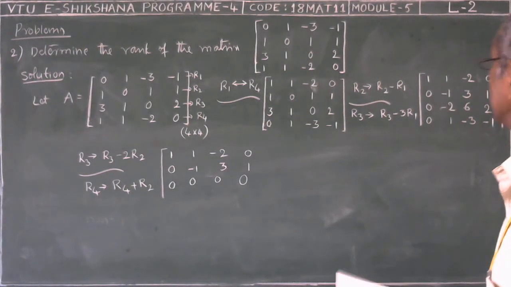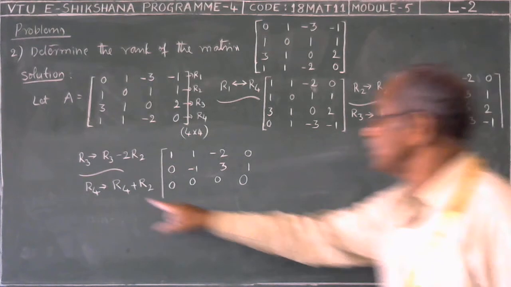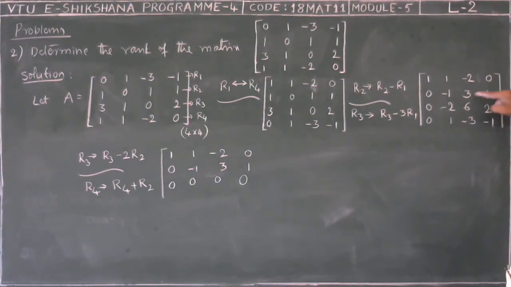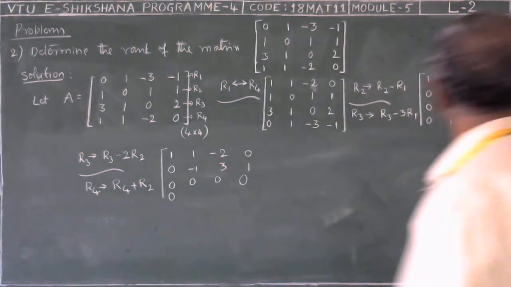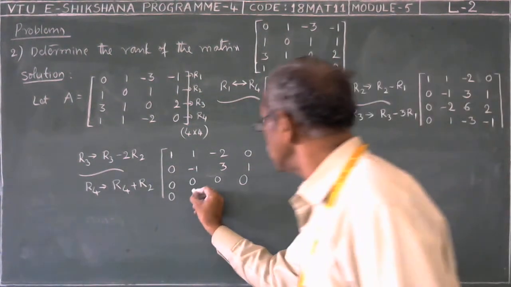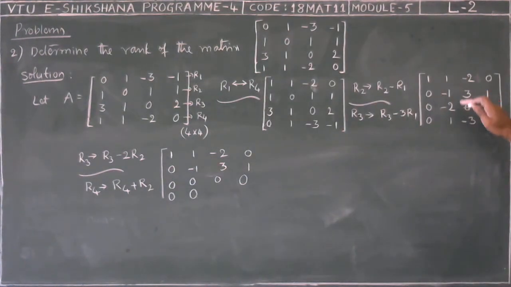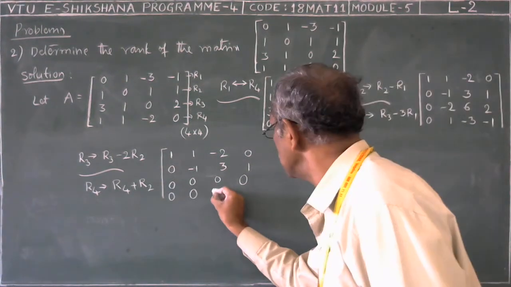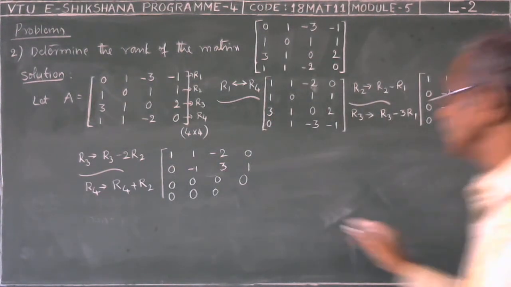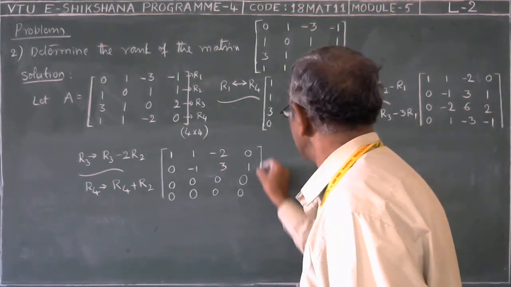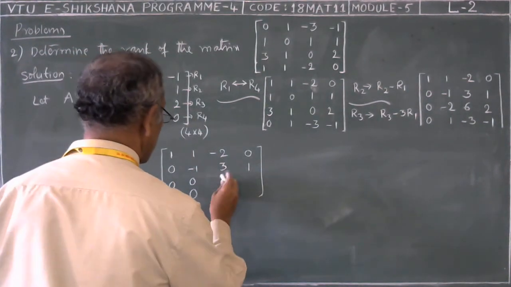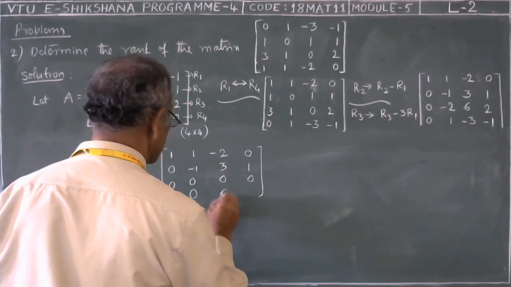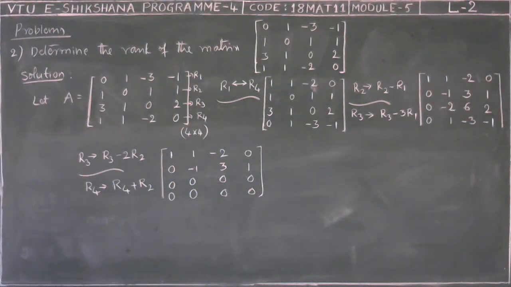Now we are simply adding R4 plus R2. 1 minus 1, 0. 3 minus 3, 0. 1 minus 1, 0. So you get 2 zero rows. This is perfectly echelon form. This is echelon form.